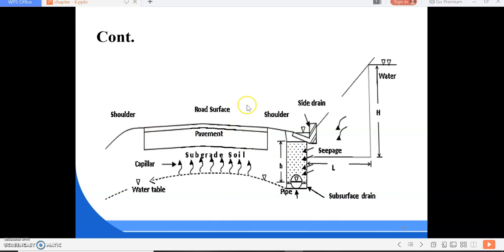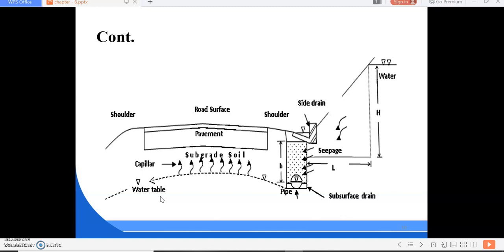As we can see, here is a combined curve, with a parabolic shape and also straight lines, and this is the shoulder. There are two shoulders, side drains, water, seepage flow, surface, subsurface drain, water table, etc. Okay. So there are two methods of lowering the water level. The highest level of water should be kept below the subgrade level, so that the subgrade and the pavement layer are not subjected to moisture.